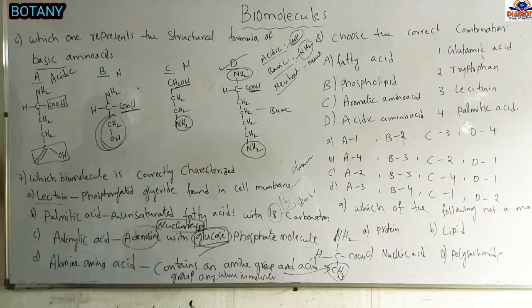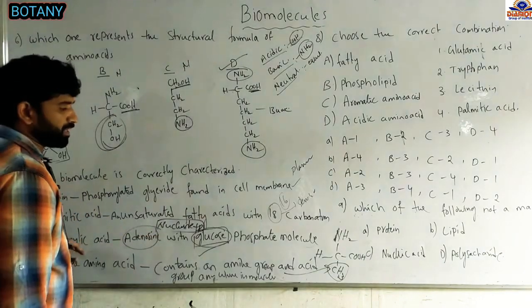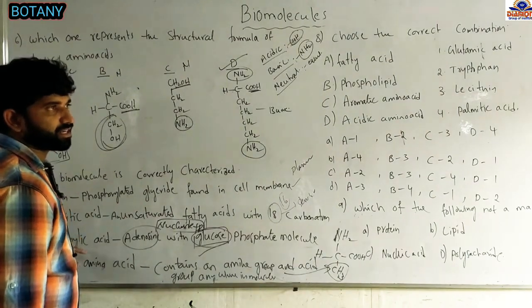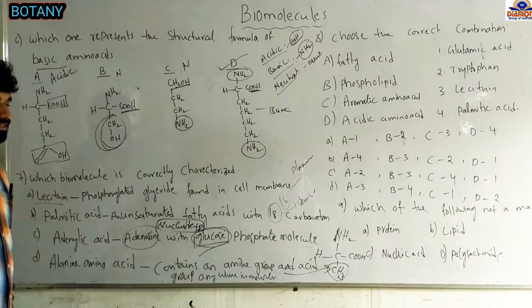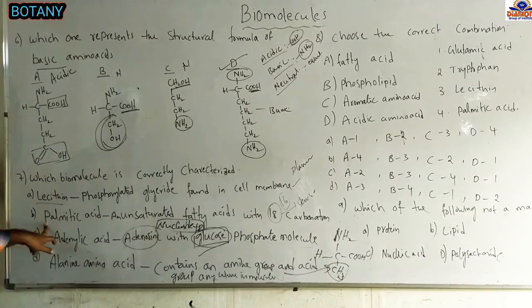Adenylic acid, a nucleoside with a phosphate molecule, is formed as a nucleotide. That nucleotide is adenylic acid, but here they have given glucose phosphate. And option D, palmitic acid. Palmitic acid is a saturated fatty acid. It contains 16 carbons, but they have given 18 carbons. So B, C, D are the incorrect statements.